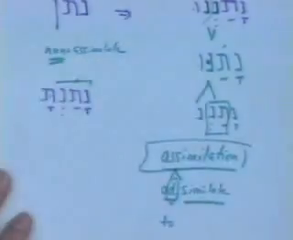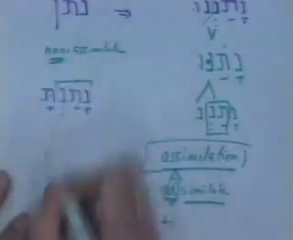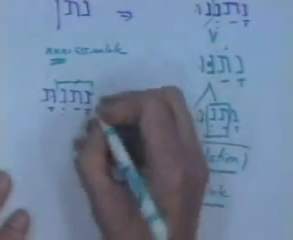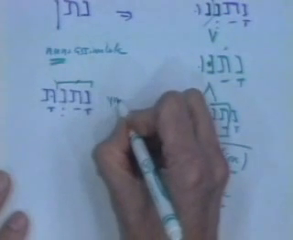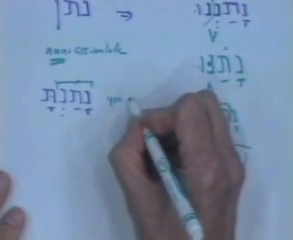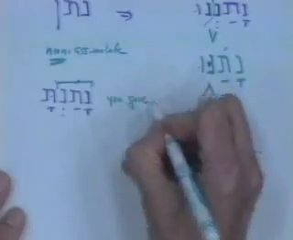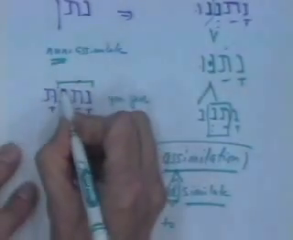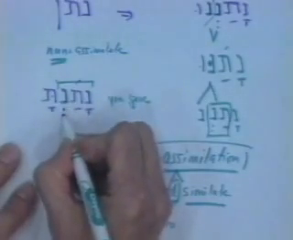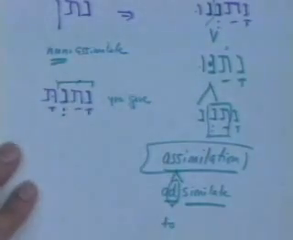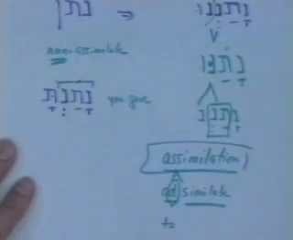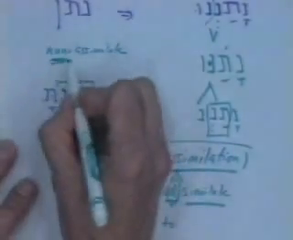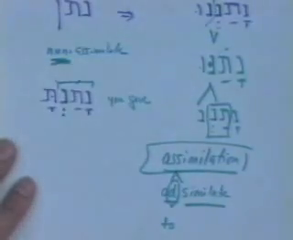Again, here's our root, nathan. You've got a ta ending, right? So translate this. You, masculine singular, gave. Okay. However, because this nun closes a syllable, or to say it another way, because this nun is followed by a silent schwa, here is an example where that nun is going to assimilate.